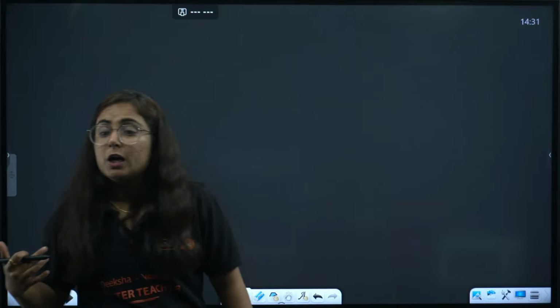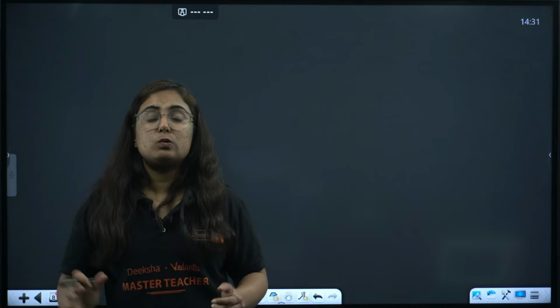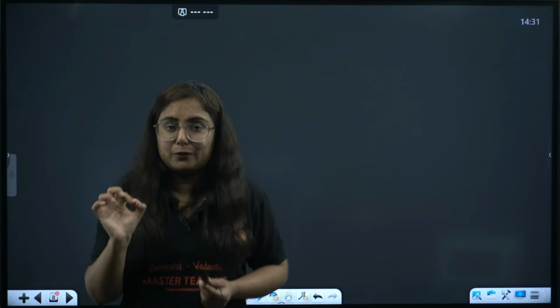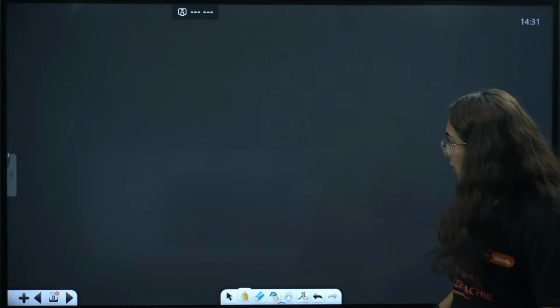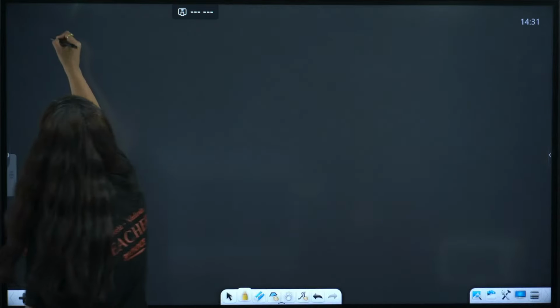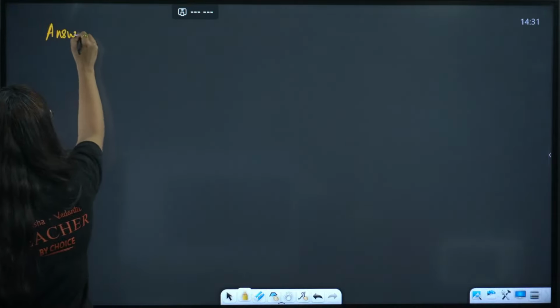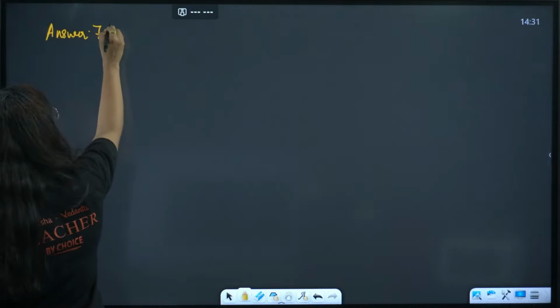Now we are practicing. Why am I focusing so much on answers right now? Because I want all of my students to understand the pattern of writing a 2-marker question, a 3-marker question and a 5-marker question too. So we are going to answer 7th A.